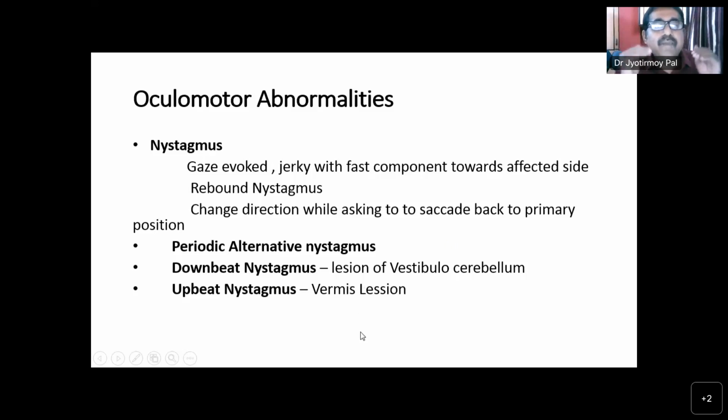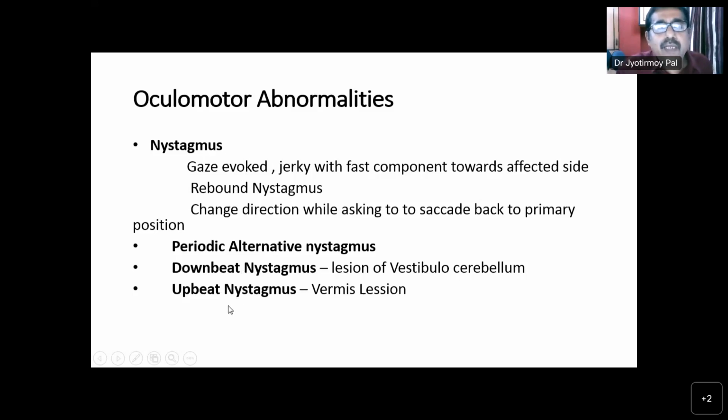Downbeat, upbeat means the first component is towards below; that is called downbeat nystagmus. In flocculonodular lobe lesion we see upbeat nystagmus, meaning the first component is towards above. So these are the gaze-evoked nystagmus, rebound nystagmus, periodic alternating nystagmus, downbeat nystagmus, upbeat nystagmus.